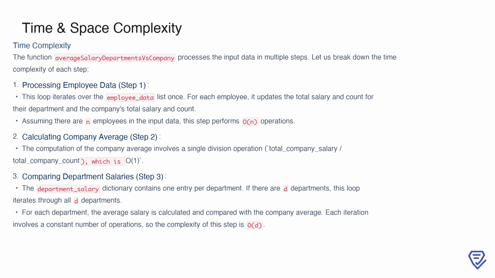Next, calculating the company's average salary involves a simple division operation, which is constant time, or O(1). Lastly, we compare department-level salaries with the company average. This step involves iterating over the department_salary dictionary, which contains 1 entry for each department. If there are D departments, we perform O(D) operations, as each department's average salary is calculated and compared with the company average. Together, these steps give us a detailed breakdown of the function's time complexity.